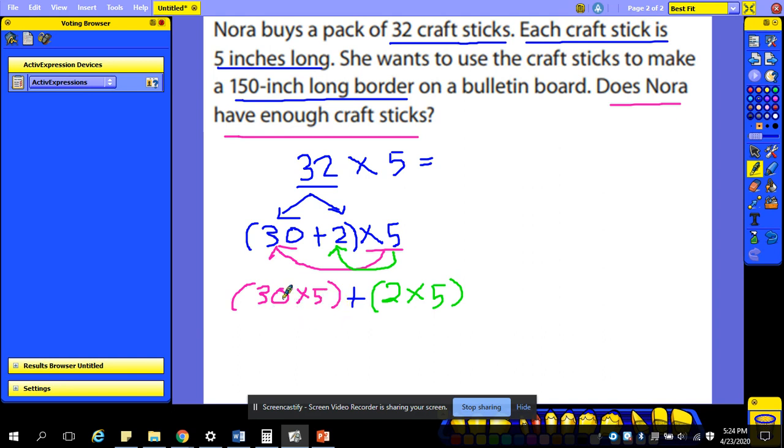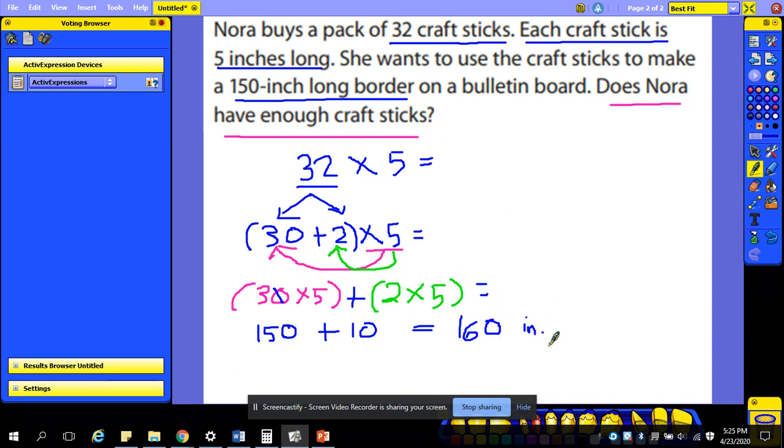30 times 5. 30 is a multiple of 10, and one trick that we learned in class is to cover up the 0, pretend that it's not there, then multiply 3 times 5. So it's like 5, 10, 15. Then put down the 0. So it's going to be 150. Plus 2 times 5, which is 10. Now we just have to put the numbers together. So 150 plus 10 will give me 160 inches. Now is this answering the question, does Nora have enough craft sticks?